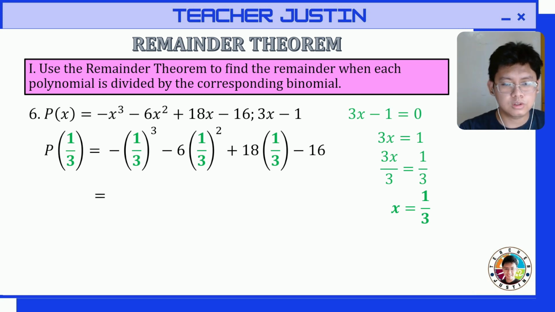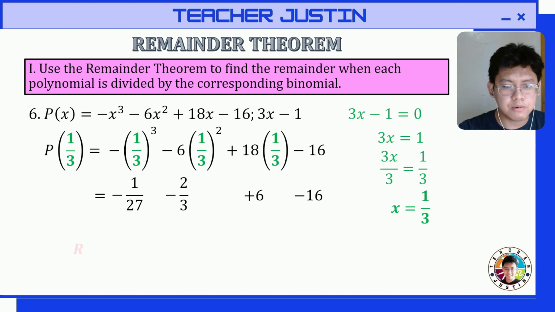So, we have negative 1/3 cubed. So, the cube of 1/3 is 1 over 27. Times negative 1, that will be negative 1 over 27. Next, the square of 1/3 is 1 over 9. So, multiplied by negative 6, that will be negative 2/3. Tapos, si 18, multiply natin by 1/3, that will be 6. Tapos, kopyahin lang natin si negative 16.